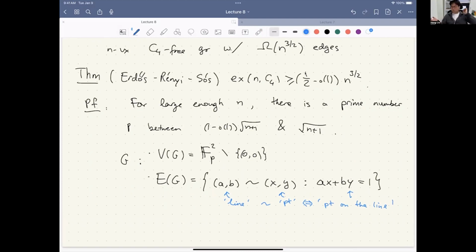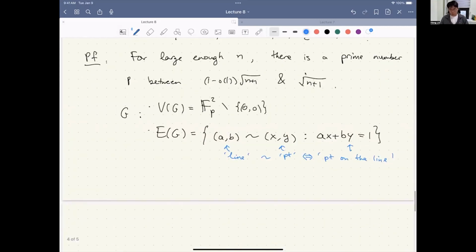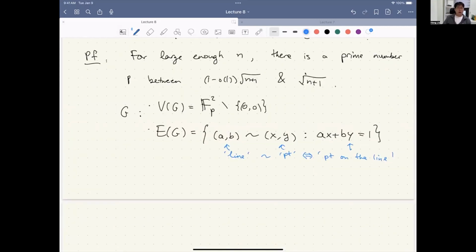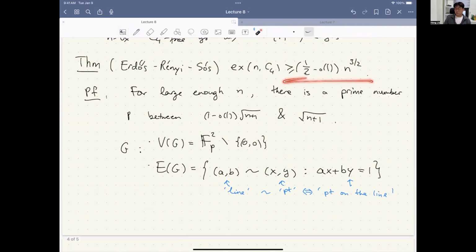Okay, maybe sometimes there's a loop, meaning what? Maybe (A, B) is adjacent to (A, B), when A squared plus B squared is 1. If there's a loop, delete the loop. It's not going to affect the asymptotic value of the size of G. So we need to prove two things. One is, what's the number of edges? It should be something like this. And second of all is that it is C4-free.